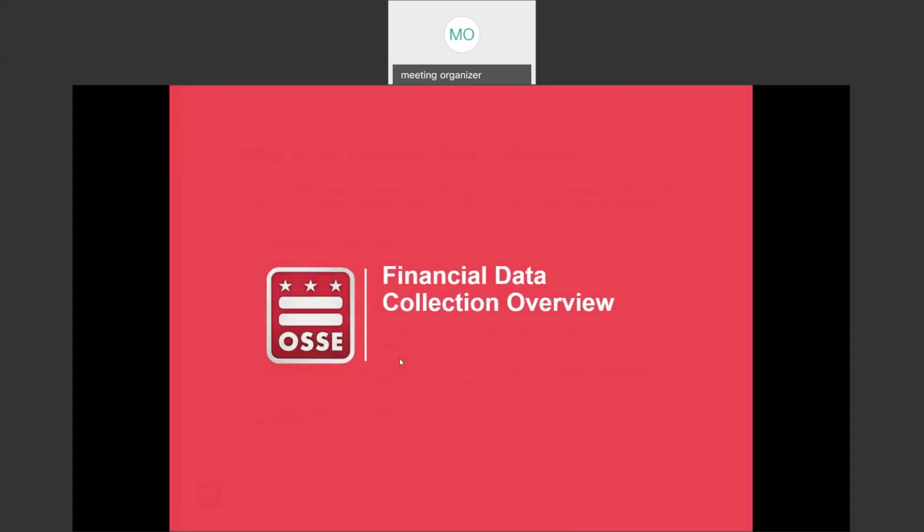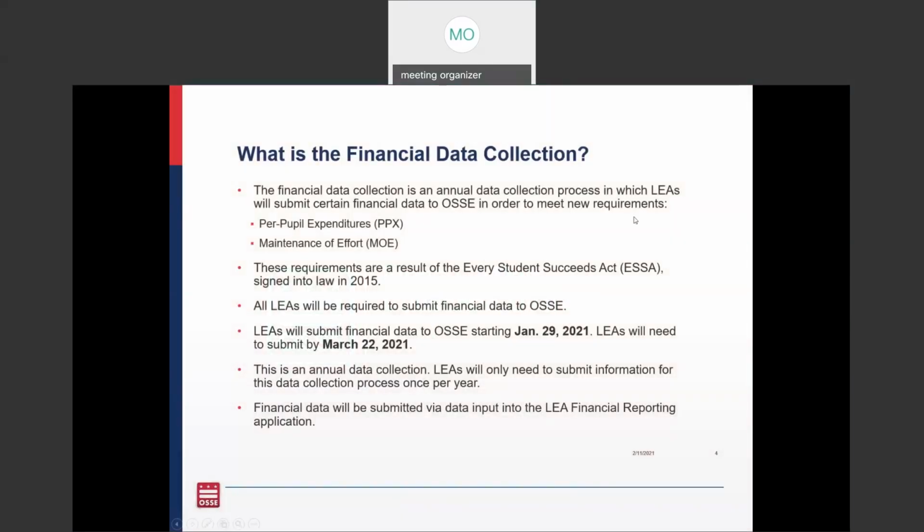So first, the financial data collection overview. What is this? The financial data collection, this is an annual data collection process in which LEAs are submitting financial data to OSSI to meet two requirements. The first one is per pupil expenditures, and the second one is maintenance of effort. This is a federal reporting requirement as a result of the Every Student Succeeds Act, which was passed in 2015. All LEAs are required to submit their financial data to OSSI.